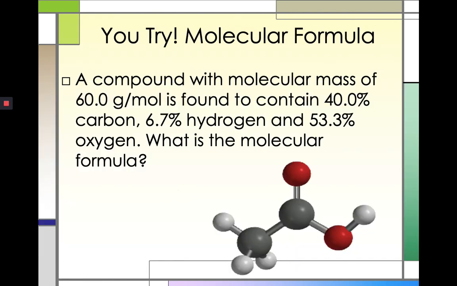Now you try, okay? This time it will be on your own, and I do hope that you can answer it on your own as well. A compound with molecular mass of 60.0 grams per mole is found to contain 40% carbon, 6.7% hydrogen, and 53.3% oxygen. What is the molecular formula of that compound? Pause this video and try to work out your solutions. I'll be asking you maybe later on to present your solutions.